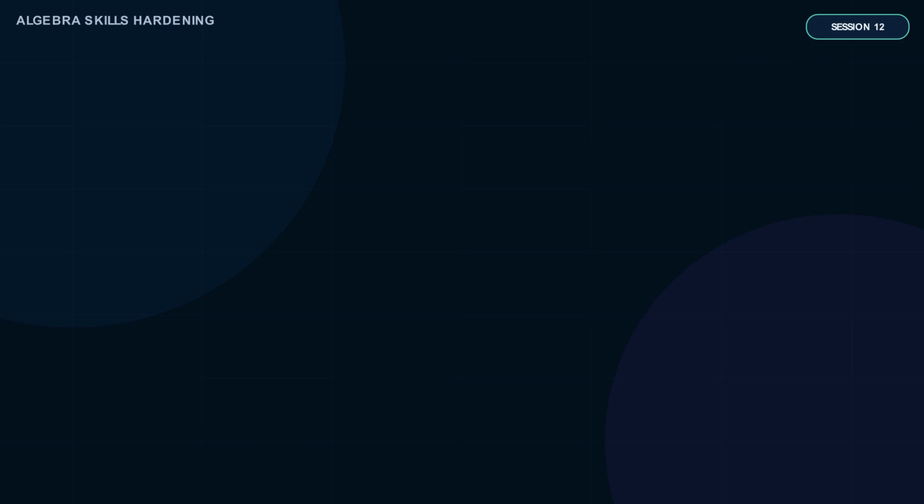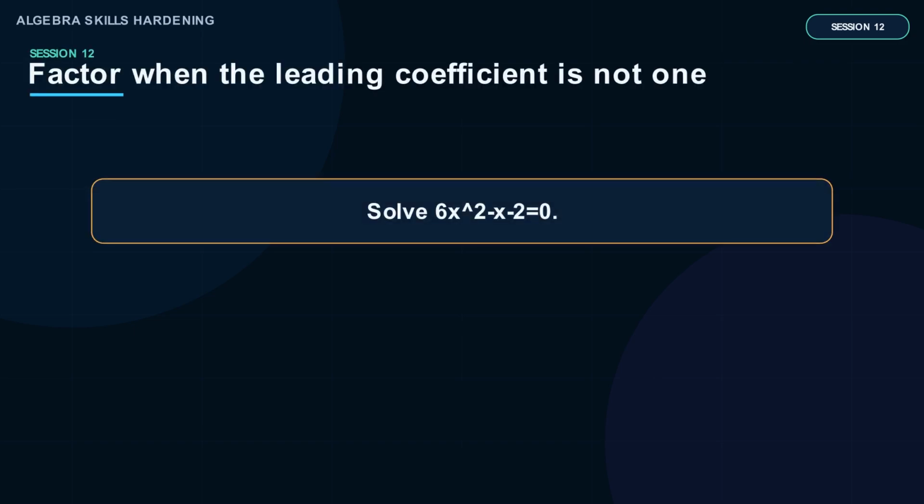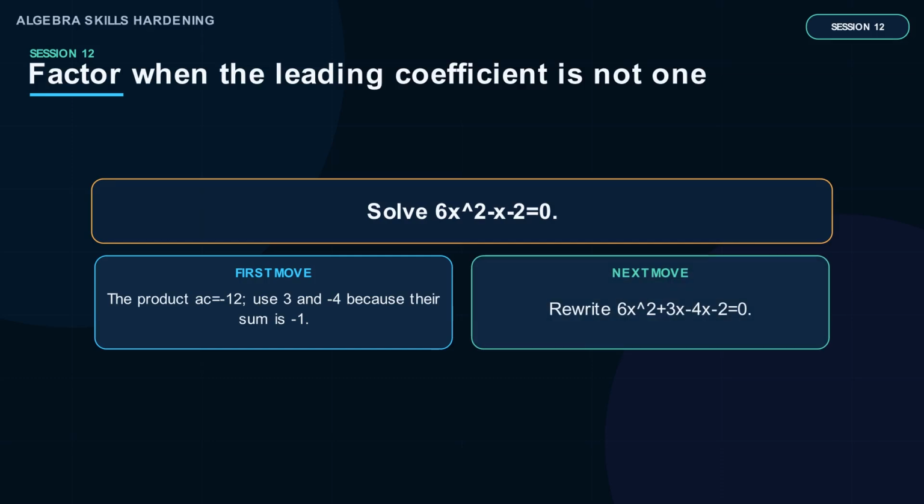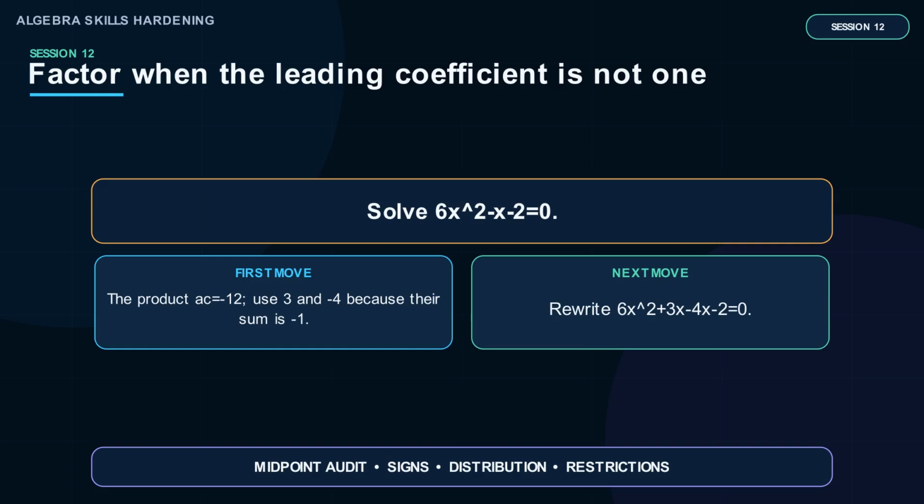Here is the challenge. Solve 6x squared minus x minus 2 equals 0. Restate the target and identify the most important part of the routine. The first move is, the product AC equals minus 12, use 3 and minus 4 because their sum is minus 1. This changes the form without changing the meaning. Next, rewrite 6x squared plus 3x minus 4x minus 2 equals 0. Keep the relationship visible and apply the operation to every required term. Now audit distribution, signs, copied values, and restrictions. A brief midpoint check is cheaper than rebuilding the solution.